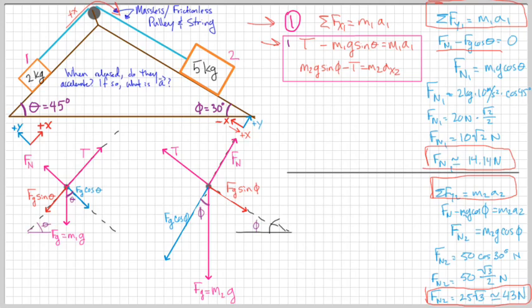Look at the free body diagram. There's the tension in the positive direction, up. There's the component of gravitational force down the incline, parallel to the incline. So that's the force in the positive direction minus force in the negative direction equals m1a1, the mass of the first object, 2 kilograms, times its acceleration.